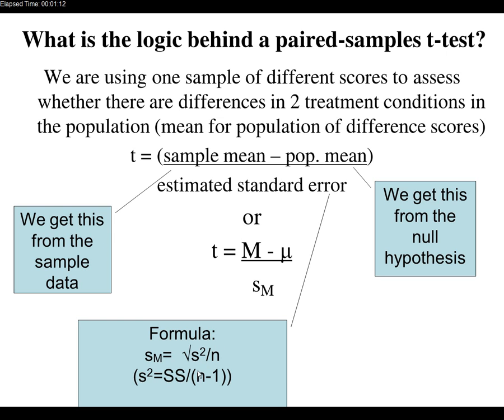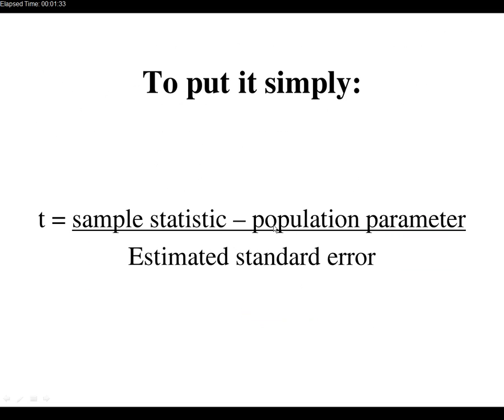And if you put them all together, s squared equals the sum of squares divided by n minus 1. And we're going to use, don't panic, SPSS to work these problems out. So going to the next slide, this is the formula. T equals the sample statistic minus the population parameter divided by the estimated standard error.